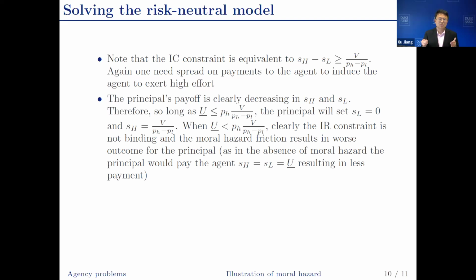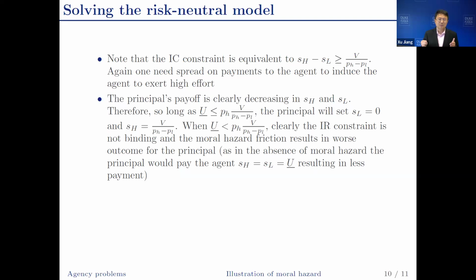So if your reservation utility is smaller than this number, the principal is going to set SL equals 0 and SH equals V over PH minus PL. In this case, the IC constraint is satisfied. And SH and SL are at their lowest possible level without violating the limited liability constraint. The principal may want to set SL even lower, but the principal cannot do it because the limited liability constraint now binds.